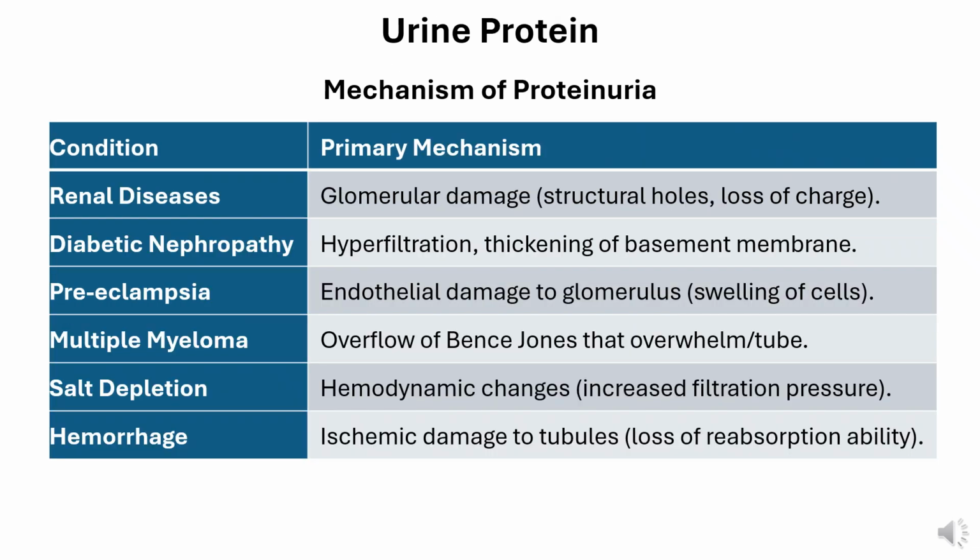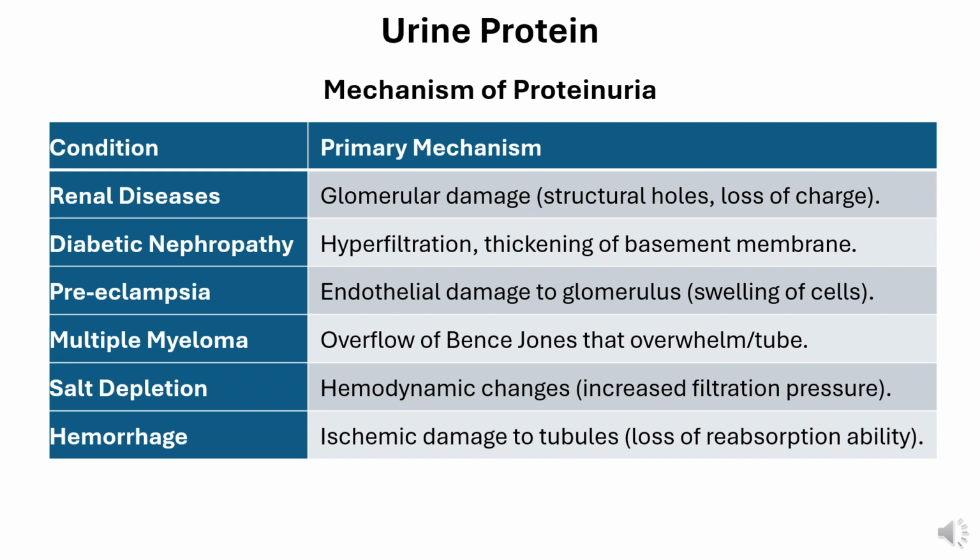Proteinuria means the glomerular barrier function is damaged or overwhelmed. 1. Renal diseases. This is the most direct cause. Proteinuria is a hallmark of chronic kidney disease, CKD, and glomerulonephritis. The mechanism is related to damage to the glomerulus and loss of negative charge.